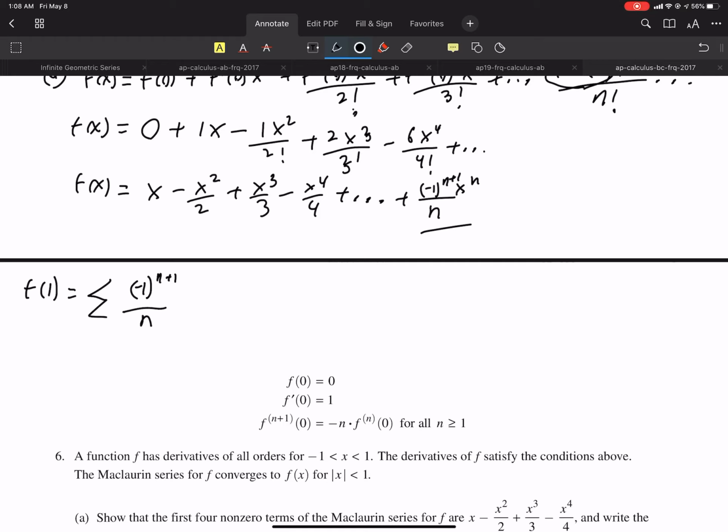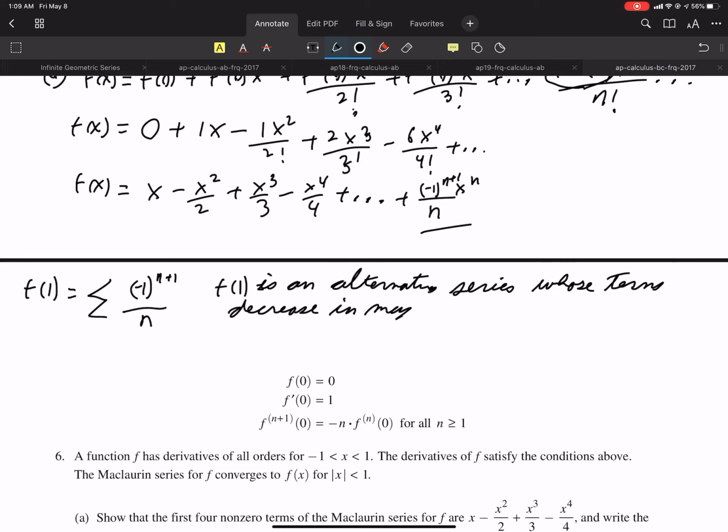So this is an alternating series whose terms, not the whole series, but the individual terms, decrease in magnitude to 0. Therefore, f of 1 converges.